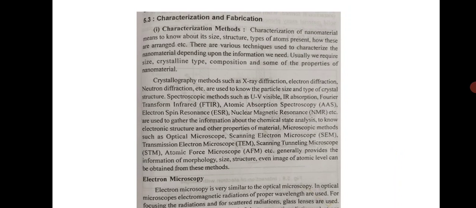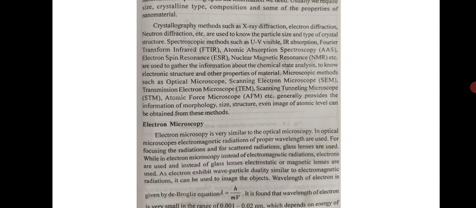Microscopic methods such as optical microscope, scanning electron microscope, transmission electron microscope, scanning tunneling microscope (STM), atomic force microscope (AFM), etc., generally provide information on morphology, size, and structure. Even size at the atomic level can be obtained from these methods. Characterization means to know the size, structure, and type of atoms present in the nanomaterial.